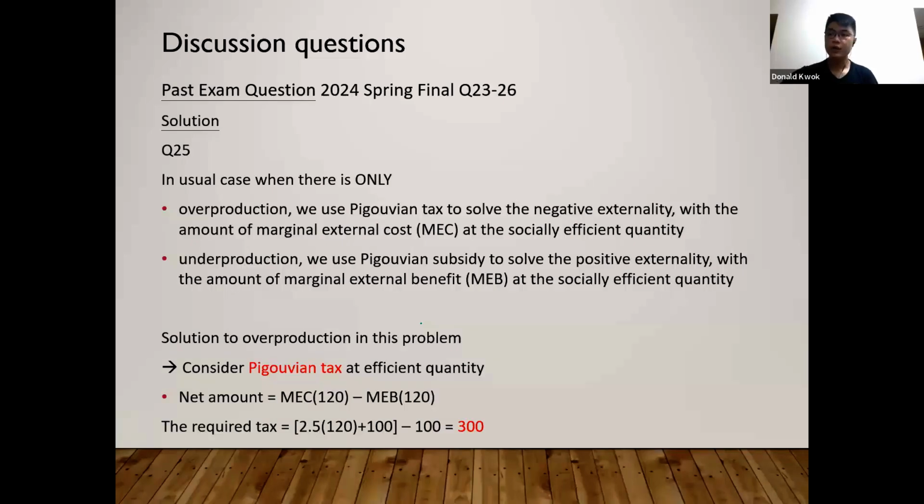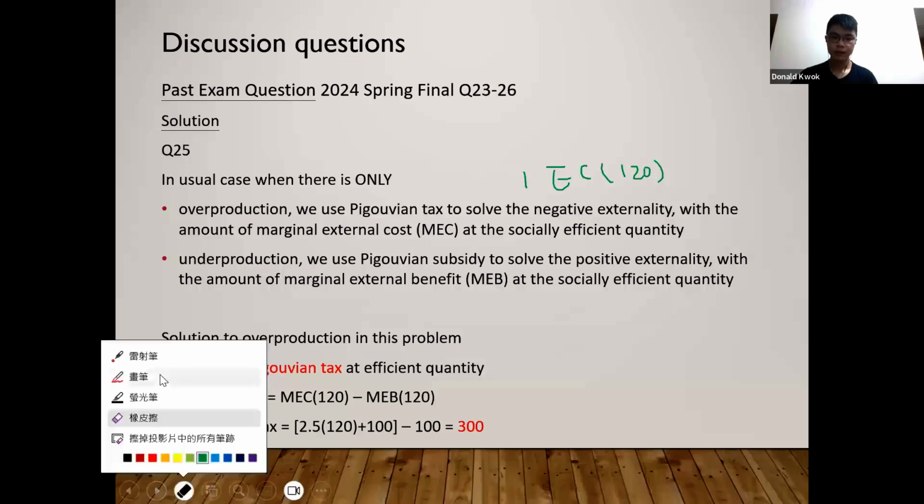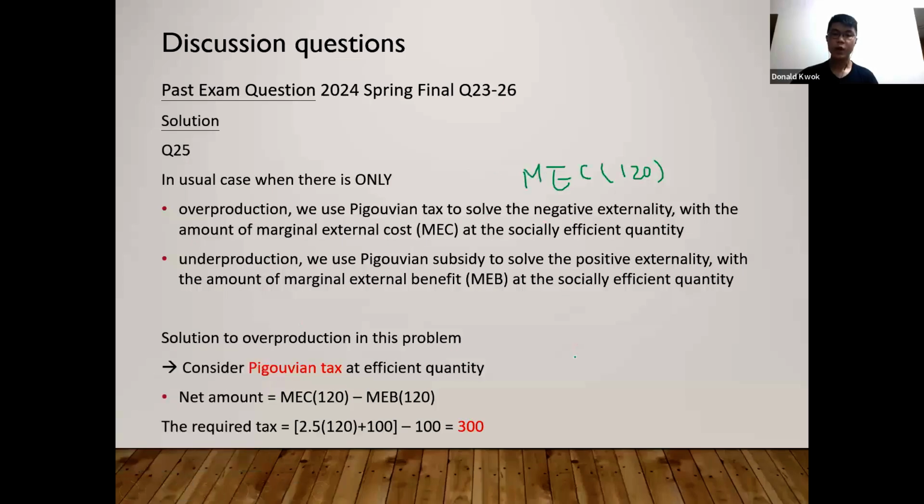If there's only external cost in society, then the right amount of per unit tax to be imposed would be the marginal external cost at the efficient output level. Here, the efficient output level is 120. On the other hand, if there's only external benefit in society, then the right amount of per unit subsidy is the marginal external benefit at the efficient output level, 120. Now, we have both external cost and external benefit. So the right amount of Pigouvian tax is simply the net amount of these two things.